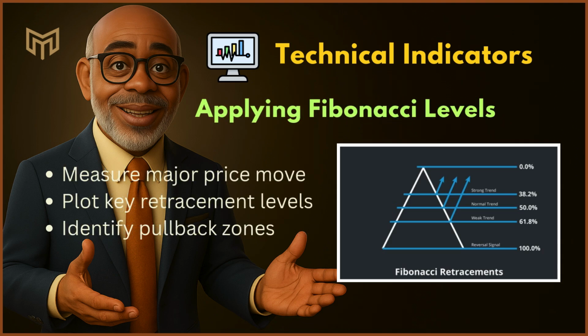To apply Fibonacci retracement, traders first identify a significant price movement, either upward or downward. The Fibonacci tool is then applied from the start of that move to the end of that move. Once applied, the tool automatically plots horizontal levels at key Fibonacci ratios: 23.6%, 38.2%, 50%, 61.8%, and 100%. These levels help identify potential pullback zones within the larger trend.